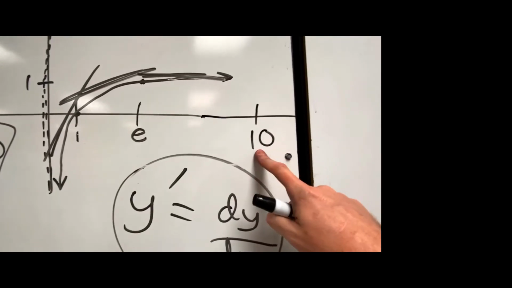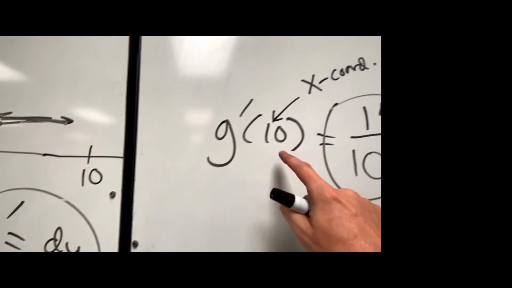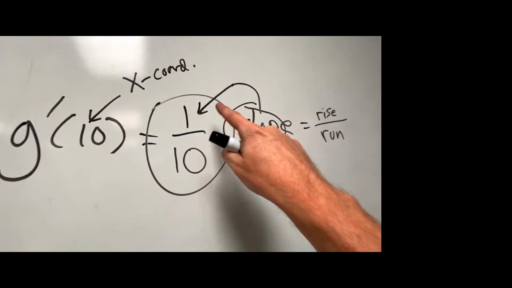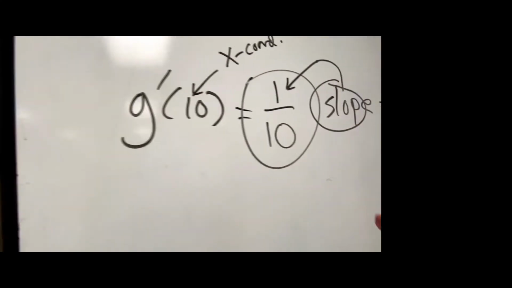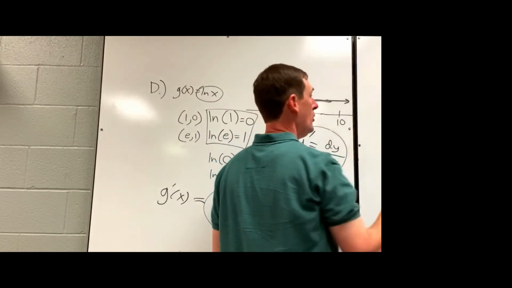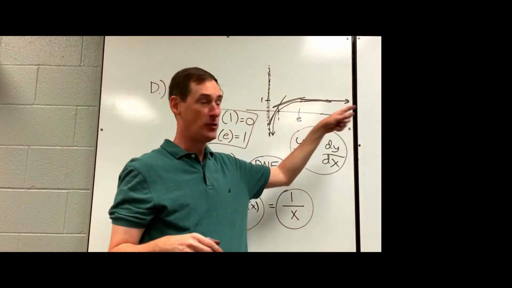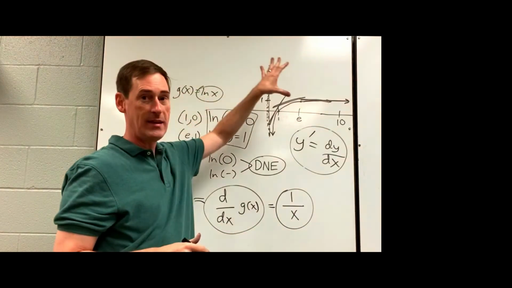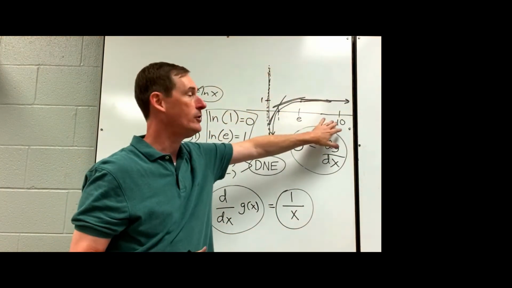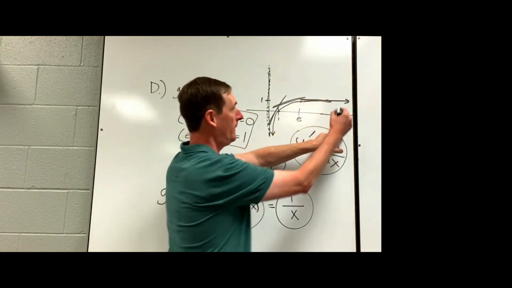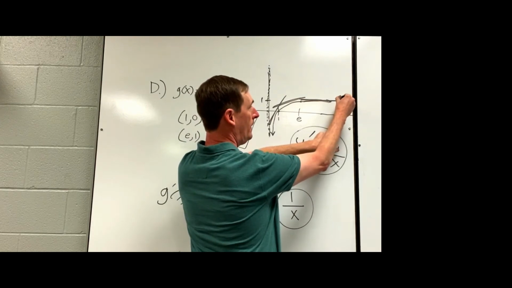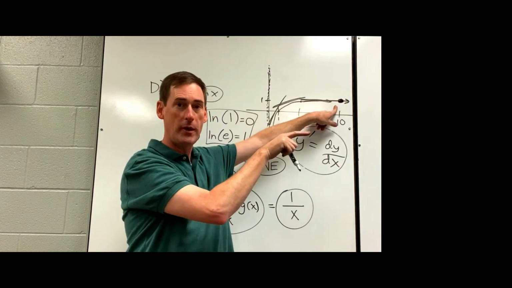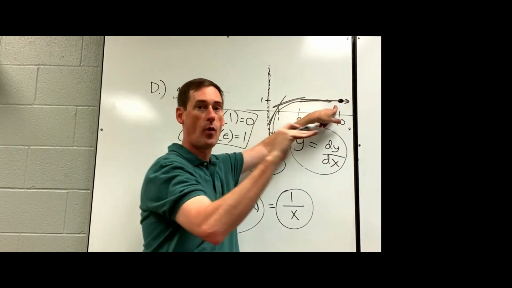So x coordinate 10, when you go to x coordinate 10, the slope is rise 1, run 10. You know how shallow that is? So the mathematics today called a derivative has proven beyond a shadow of a doubt that on the natural log of x graph, if you go to x equals 10, which would be that dot right there on the graph, the slope is rise 1, run 10.